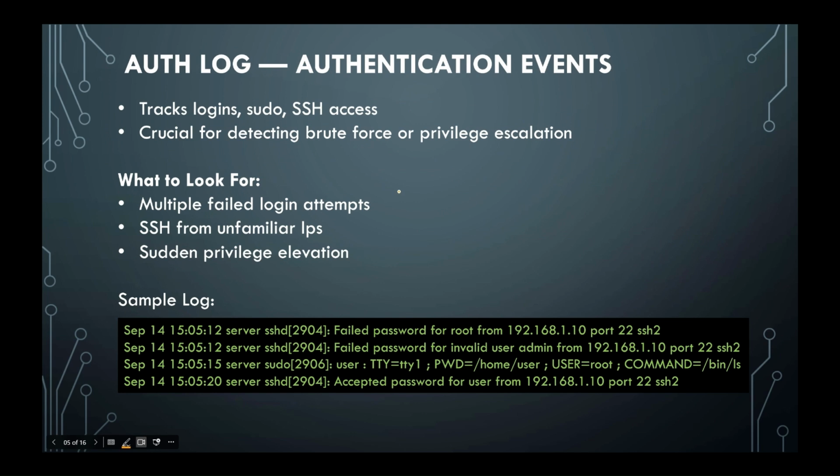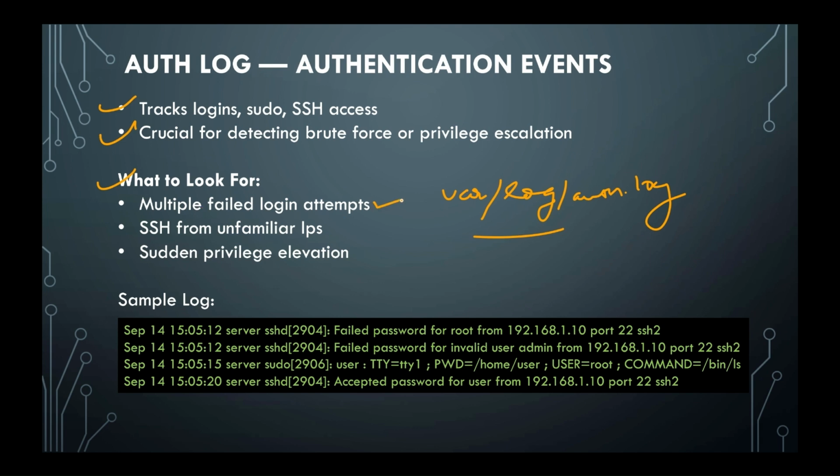All right, so number one, auth log. The auth log, usually found in /var/log/auth.log, is critical for tracking authentication attempts on a Linux machine. It records events like user logins, sudo executions, and SSH access. So if someone tries to brute force their way into your system or escalate their privileges, this log will likely have the evidence. And what to look for: failed login attempts or multiple unsuccessful logins, and sudden changes in user privilege levels, like switching from a regular user to root, and SSH login events from unknown IP addresses.